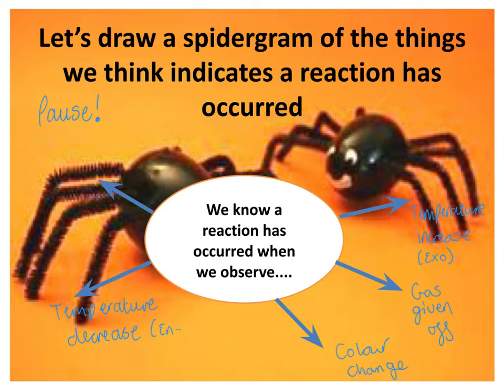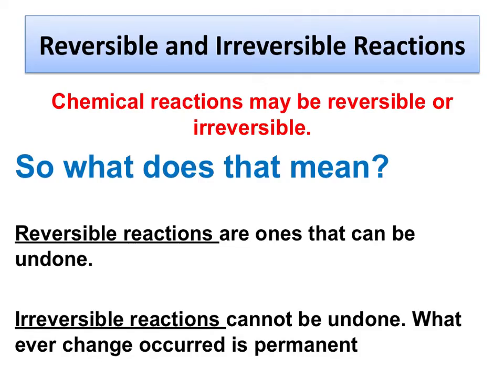And we call that endothermic. Okay, we might see a mass formed. So they're our biggest ones: colour change, gas given off, and a mass formed, or a temperature increase or decrease. So we're now going to move on to reversible or irreversible, or chemical or physical reactions.